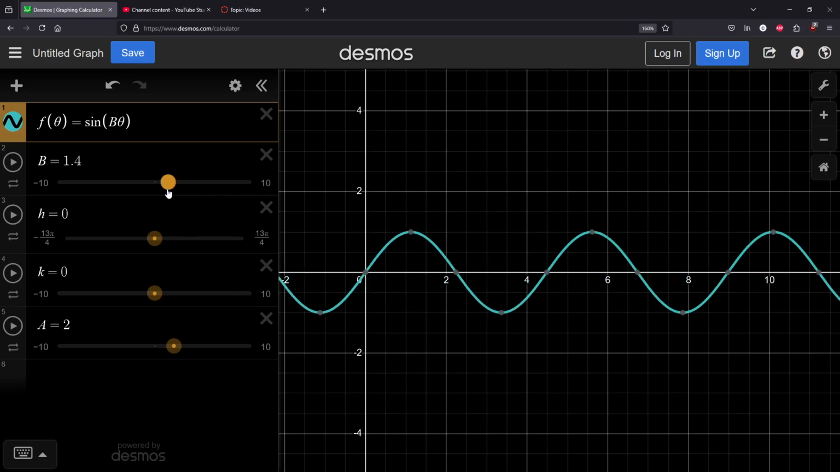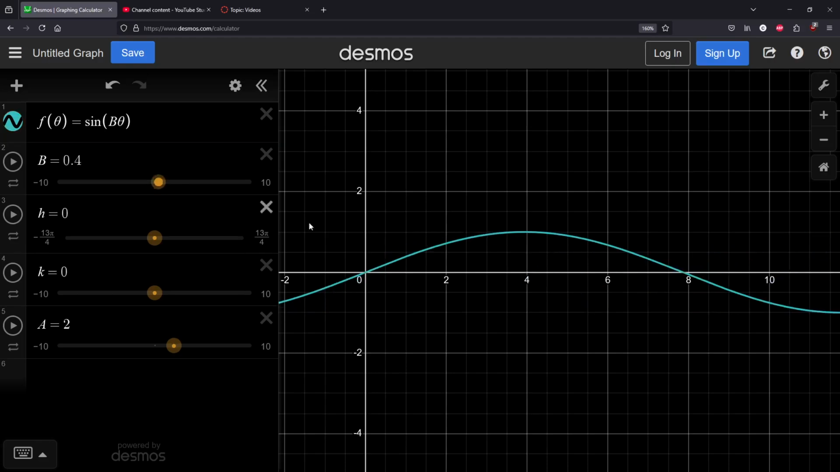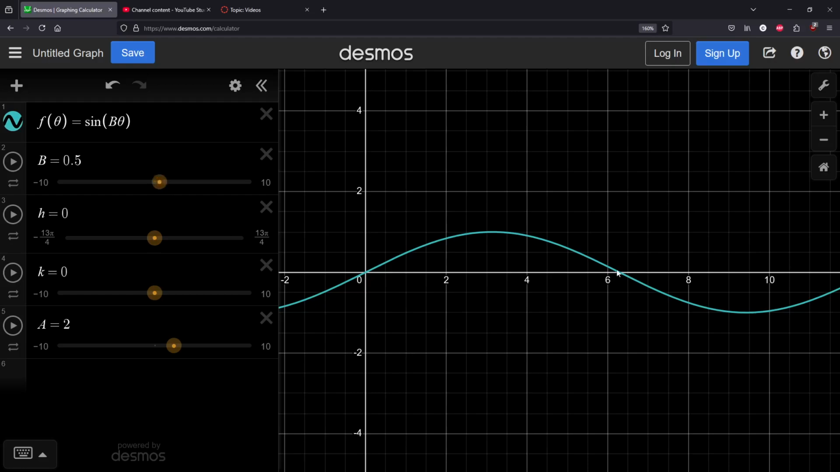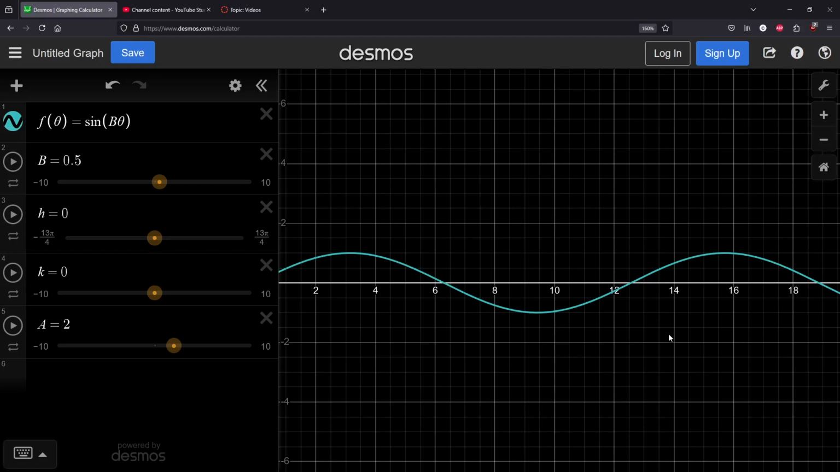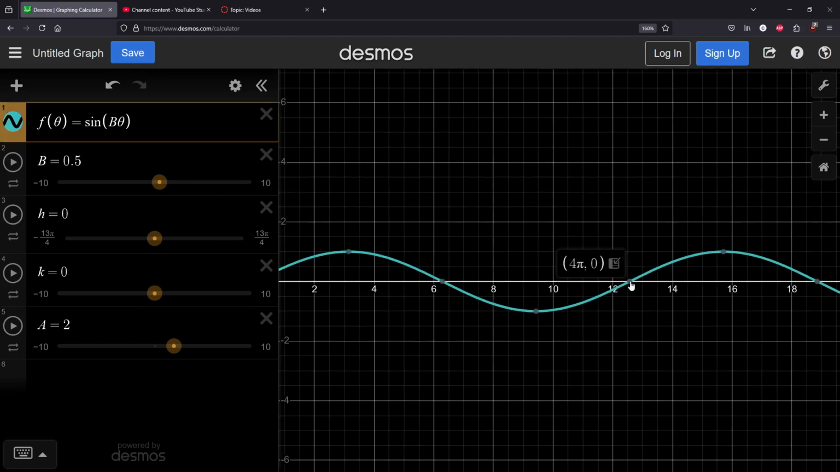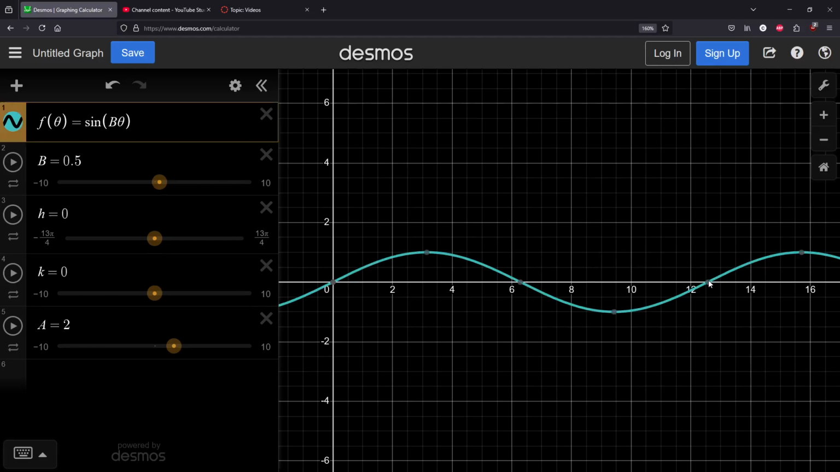On the other hand, as I stretch it out, let's say to 1/2, at 2 pi, I've only gone half the amount, because at 2 pi, the inside is actually still just pi. So as b decreases, b from 0 to 1, it stretches out. And we see all the way over here, it's at 4 pi for one full cycle. So that's how b changes my graph.